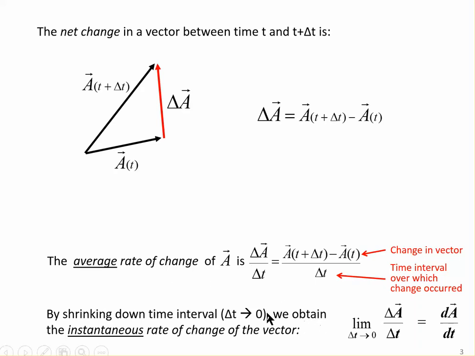We define it as follows. We just shrink down our window of observation, delta t, and let it go towards 0. Mathematically, we would write this as the limit as delta t goes to 0 of the average rate of change of the vector. This gives us what's known as the instantaneous rate of change of the vector. For those of you who have had calculus, you'll recognize that this is the derivative of the vector. So this is how we define derivatives.